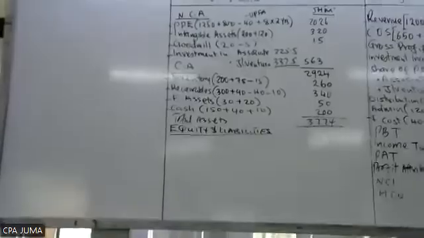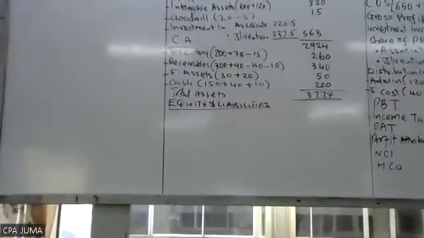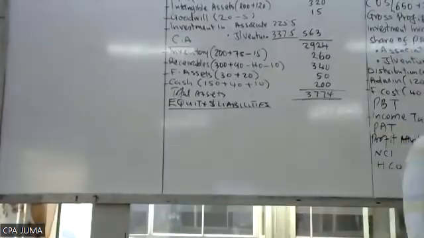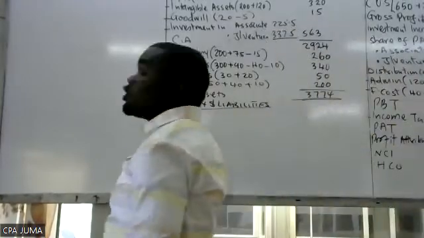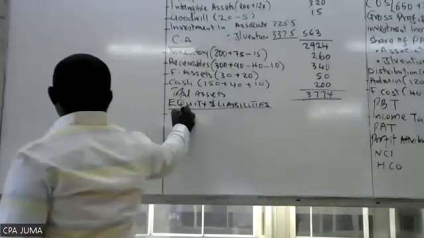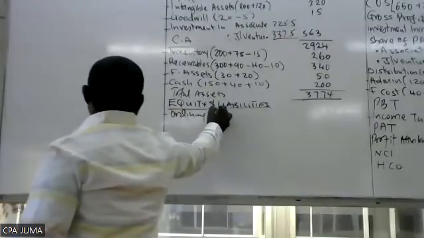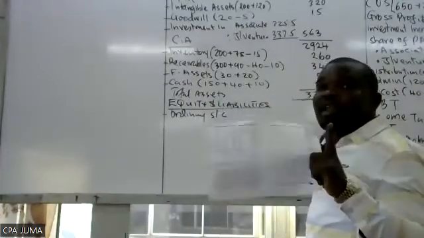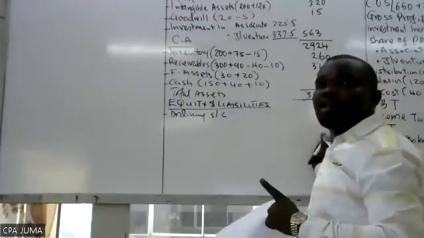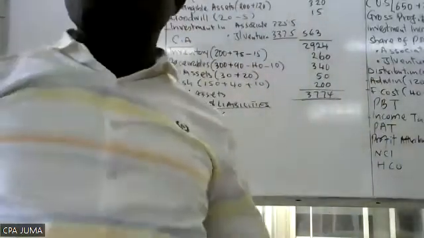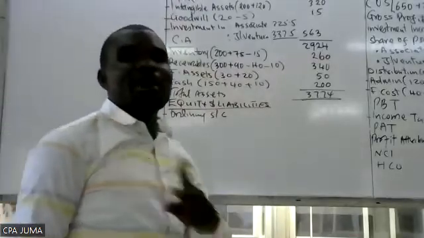Equity and liabilities. Ordinary share capital, parent only. I explained, and we are not saying it again. There is a rationale behind it. You always take parent only. When you see ordinary and share premium, parent only.